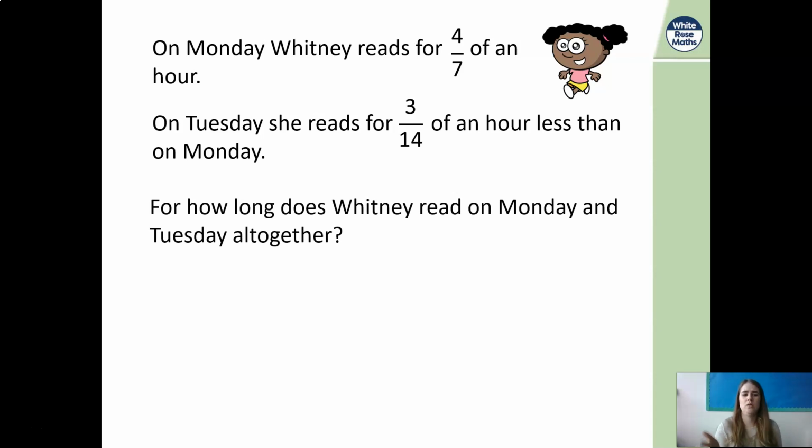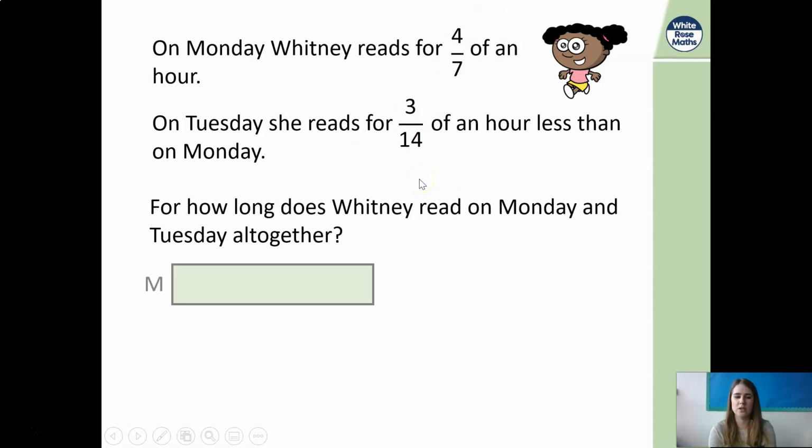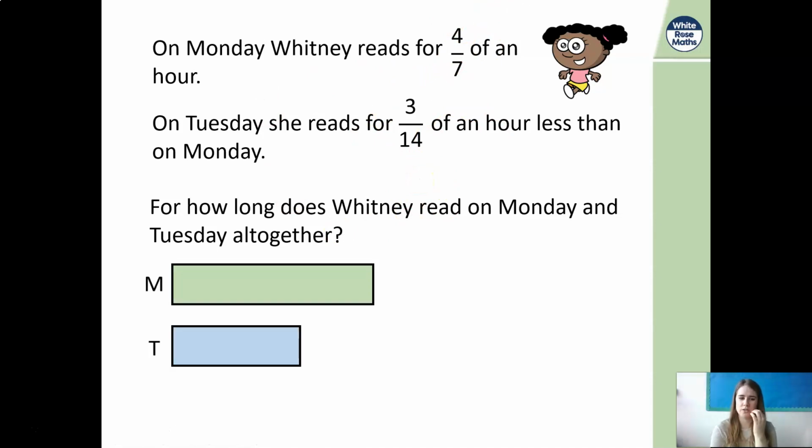So we want to know how long Whitney reads for on Monday and Tuesday altogether. So we're going to use a bar model to represent this, okay? Because we know that one way or another she's reading for 4/7 on one day, but she's reading for 3/14 less on another day. So here's Monday and here's Tuesday. Now Tuesday's bar is smaller because we know she reads less, so it's got to be a shorter box for her. So let's put my fractions in here.